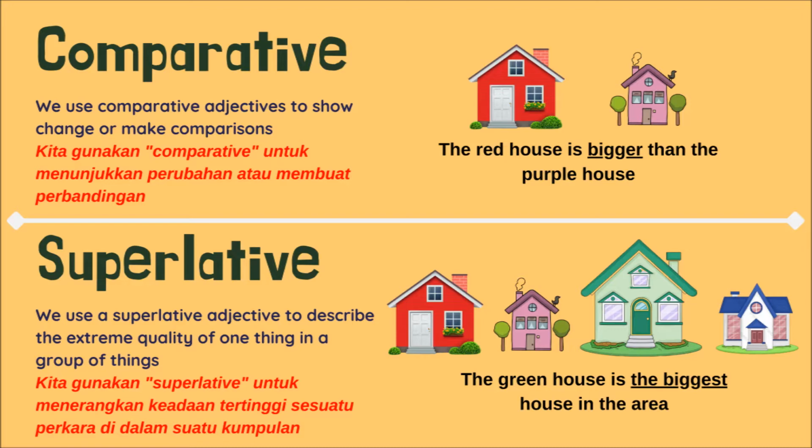So we will make the sentence, the green house is the biggest house in the area. Yang menunjukkan bahawa rumah hijau tersebut merupakan rumah yang paling besar di antara semua rumah di kawasan tersebut.